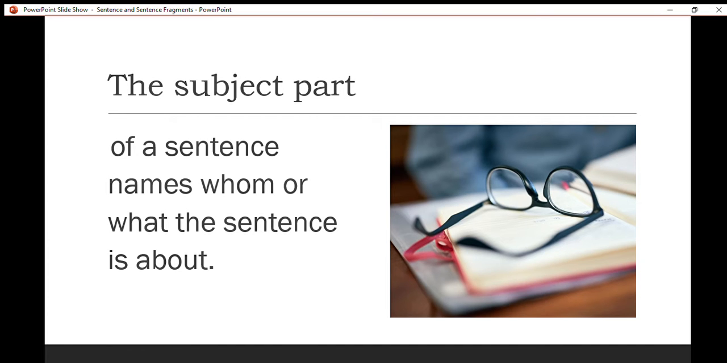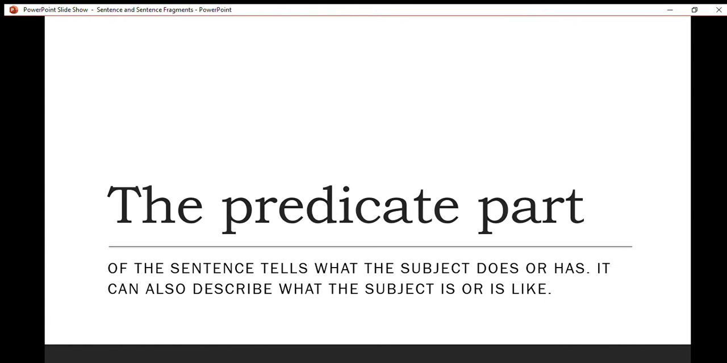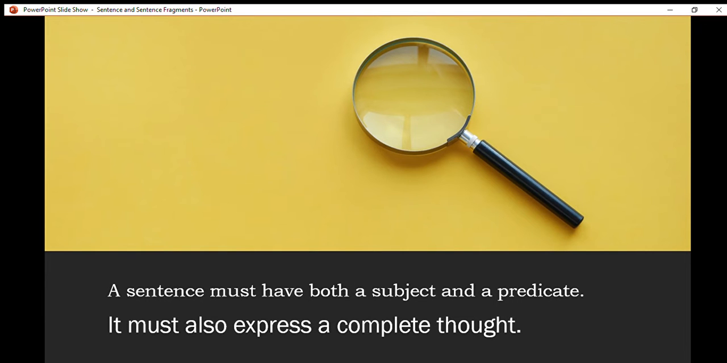To be more direct, the subject part is the part of the sentence that names whom or what the sentence is about. The predicate part tells what the subject does or has. It shows the action. It can also describe what the subject is or is like. A sentence must have both a subject and a predicate in order to be a sentence. If it does not have a subject or a predicate, it is a fragment.